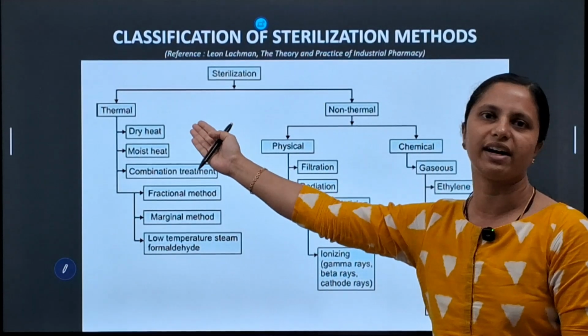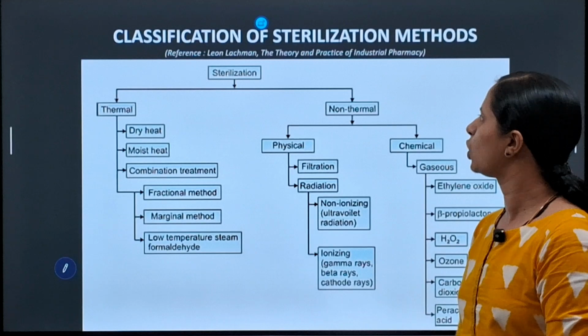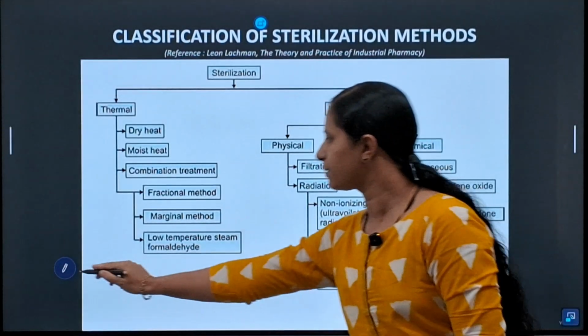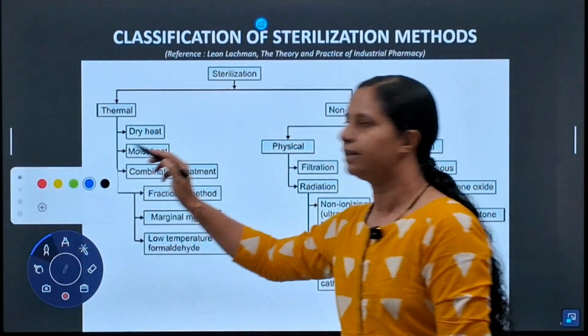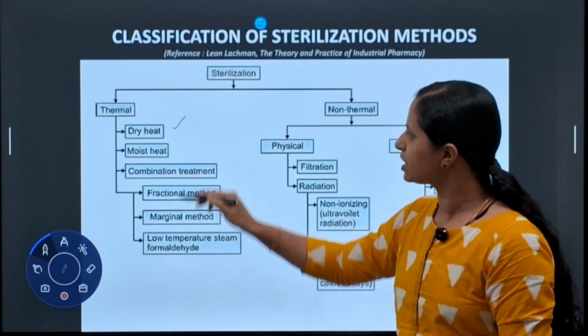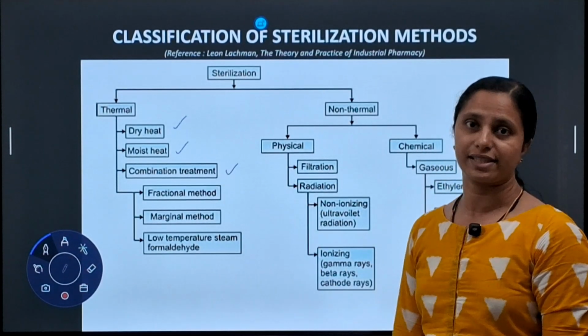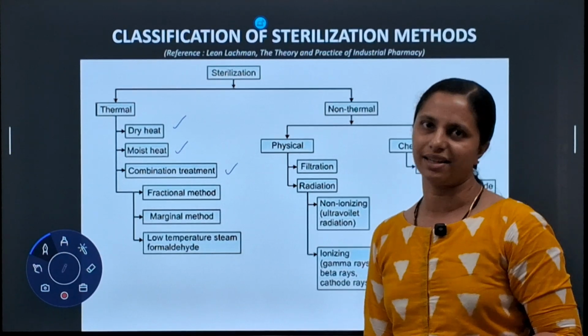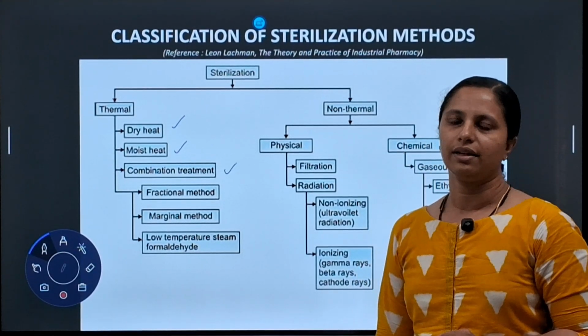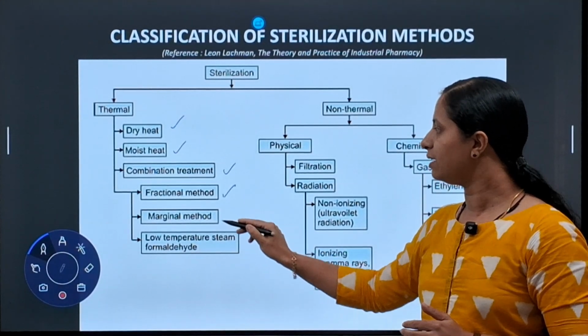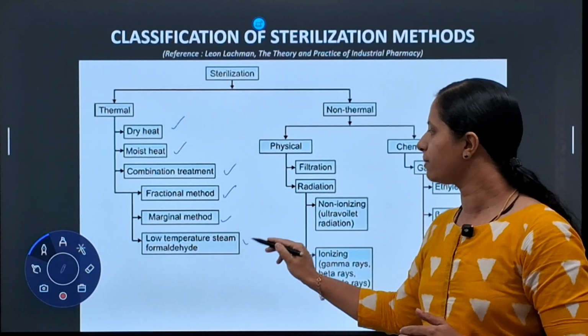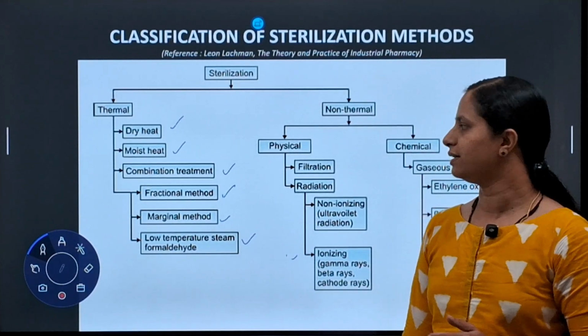Sterilization broadly is divided into thermal and non-thermal methods. In thermal methods, as we know, there is dry heat sterilization, moist heat sterilization, combination treatment. For example, heating with bactericide is a combination treatment. Then fractional method, marginal method, and low temperature steam formaldehyde.